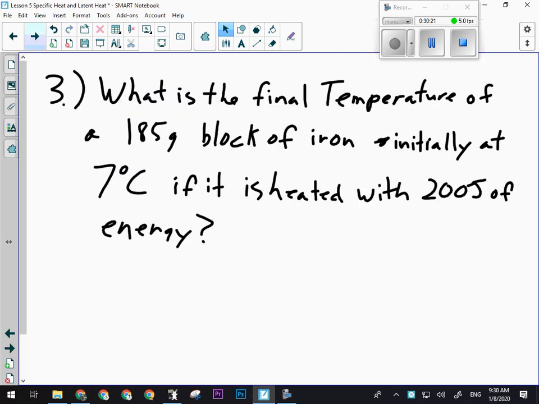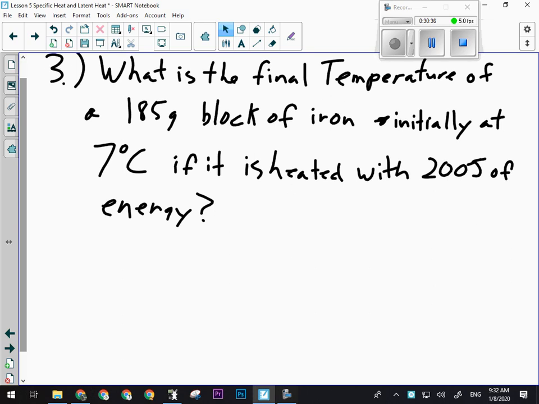Try the next one. This one is about as tricky as they can get, because you're actually asked to find the final temperature, not the temperature change. You have to find the temperature change in order to do it. So again, we want to write down our givens here.